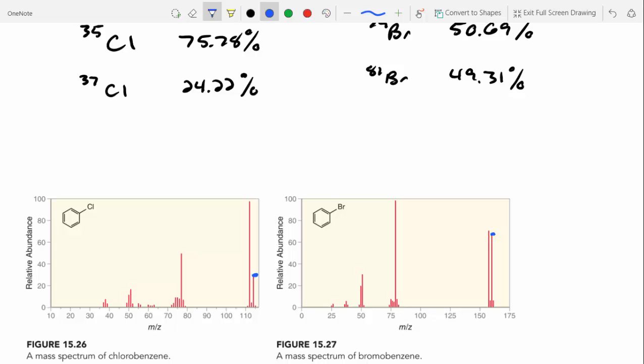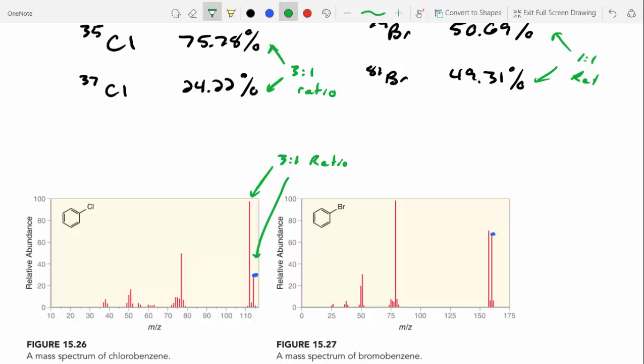The relative ratios, right? If we look at chlorine, this is roughly a 3-to-1 ratio. If we look down here, this mass plus 2 peak is roughly a third of the height of our parent peak, right? So this is also a 3-to-1 ratio. If we look at these two, these are approximately a 1-to-1 ratio. And if we look at our mass spec, give or take, this is also a 1-to-1 ratio. So pretty useful tool if you see the mass plus 2.